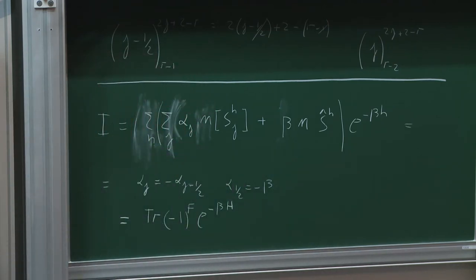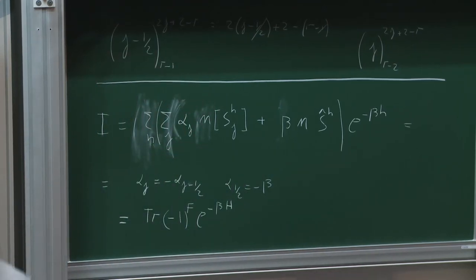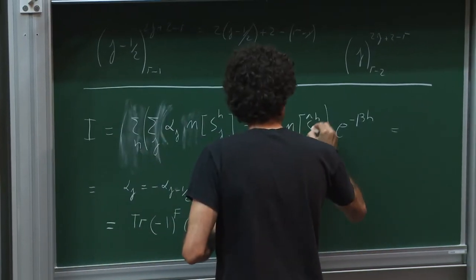Are brackets missing? N is a multiplicity? Yeah, see, there is still. I cannot write things straight.